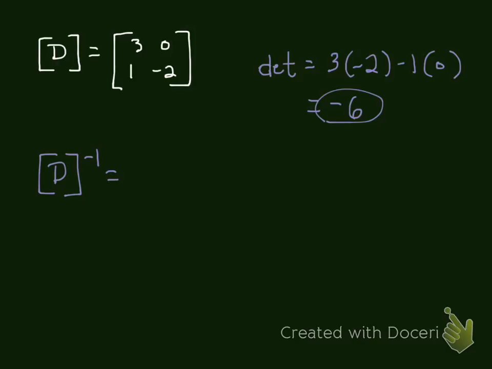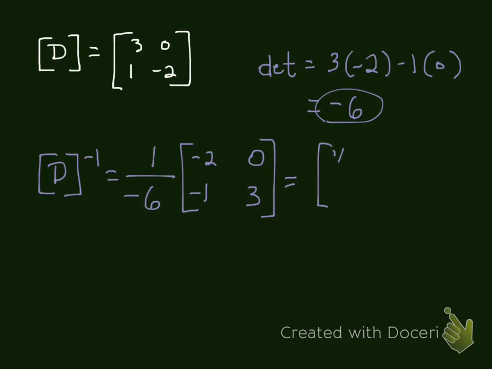Remember, it's 1 over the determinant, so 1 divided by negative 6. The 3 and the negative 2 switch places. The 0 and the 1 change signs. Now let's divide by the determinant. Negative 2 divided by negative 6 would become positive 1/3. 0, well, it's still 0. Then I would end up with a positive 1/6 and a negative 1/2. This is the inverse of the D matrix.